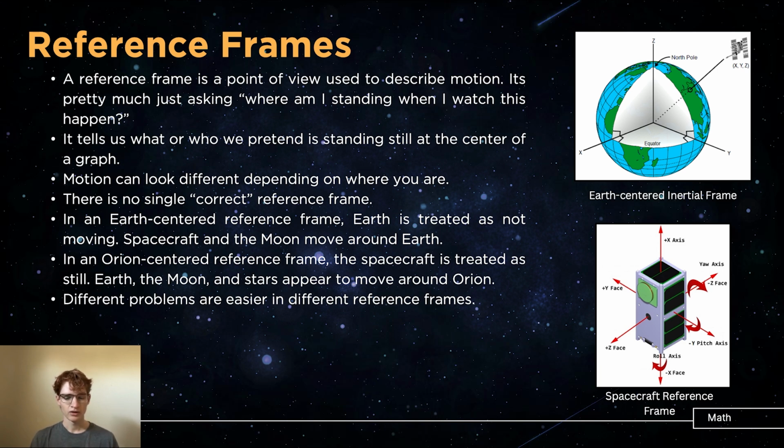In an Orion-centered reference frame, the spacecraft is treated as still, kind of like putting a camera at the front of Orion. From that point of view, Earth, the Moon, and the stars appear to move around it. The reason we use multiple reference frames is because different problems are easier to solve with different reference frames, so mathematicians switch between them depending on what they need to calculate in the moment.